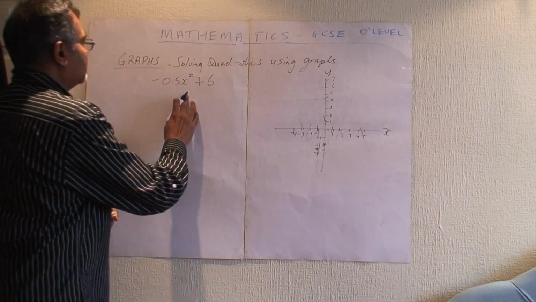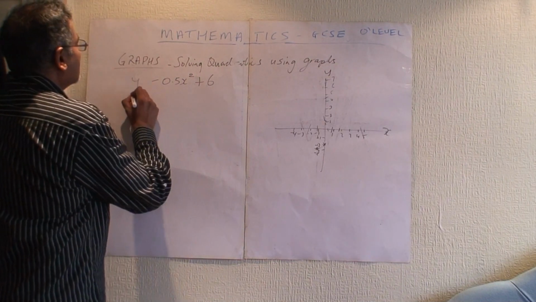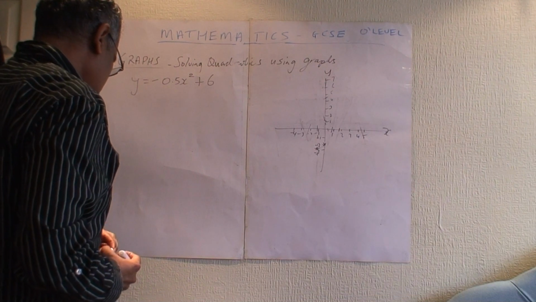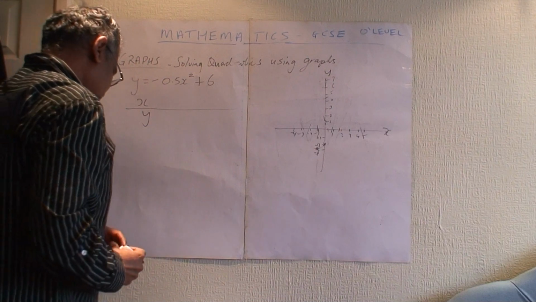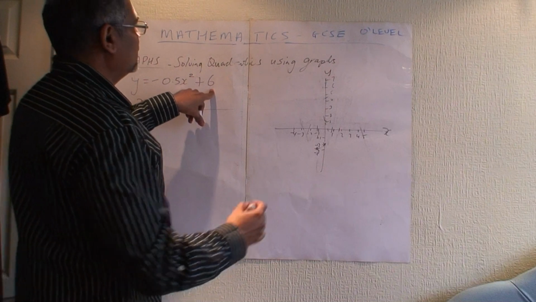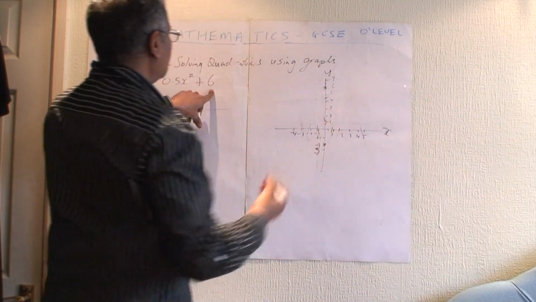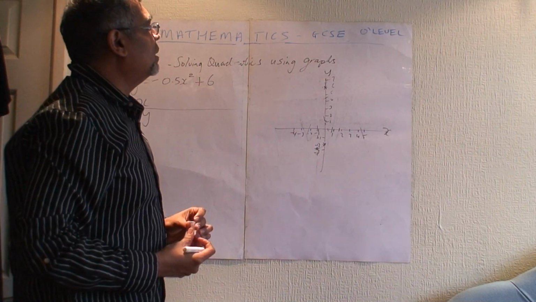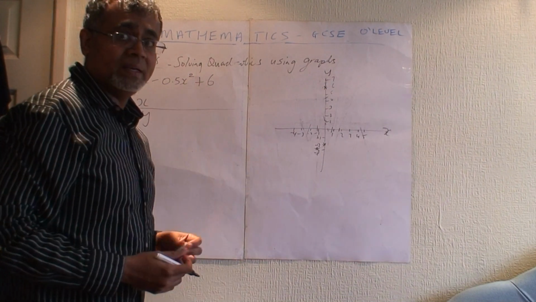Okay, so we know this expression is equal to y if we want to solve it using graphs. So y is equal to that, and we try to find possible values for x and y. We know that the y-intercept is 6, so it's somewhere here. So we can begin by putting a point there, because we know that somewhere the graph line is going to cut the y-axis, which is known as the y-intercept.